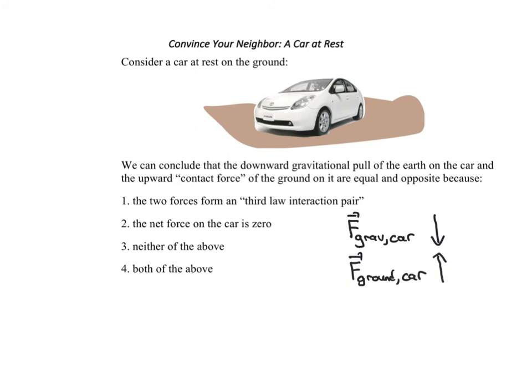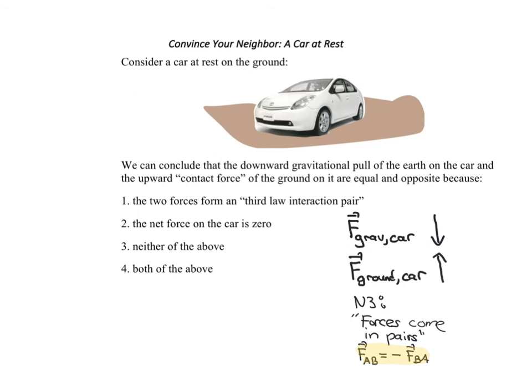Now, the question is, is statement number one here a true statement? Do these two forces form a third law interaction pair? What do you think? The answer is no. Why no? Well, remember the way we wrote the third law in terms of our notation. To recognize a third law pair, the characteristic would be, in terms of this notation, the two subscripts have got to be the same except their order is reversed. And here we see that both of these forces act on the car. So they are not a third law pair.